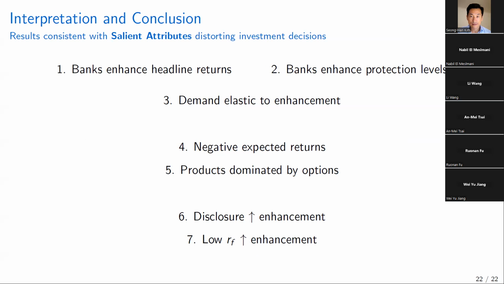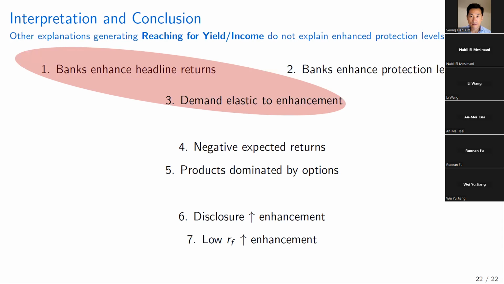I interpret these results as most consistent with investor salient thinking, whereby they overweight the salient attributes. This also explains why banks are engineering attractive salient attributes. You may think of some other stories, such as reaching for yield or reaching for income, whether behavioral or otherwise. Those may explain some part of the result, but wouldn't explain why banks also enhance protection levels. So my story is a bit more nuanced.